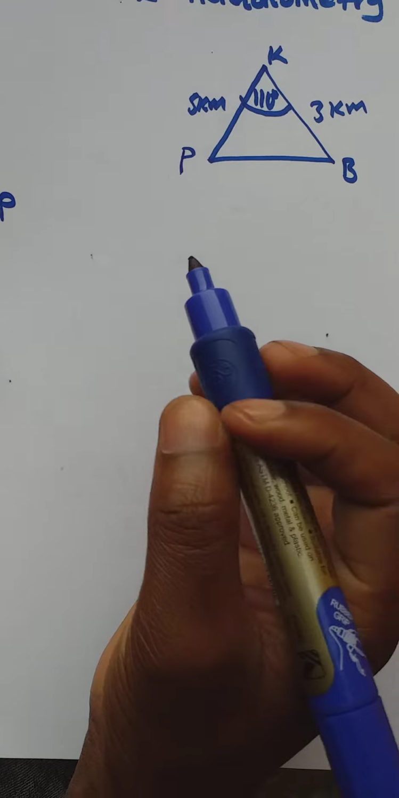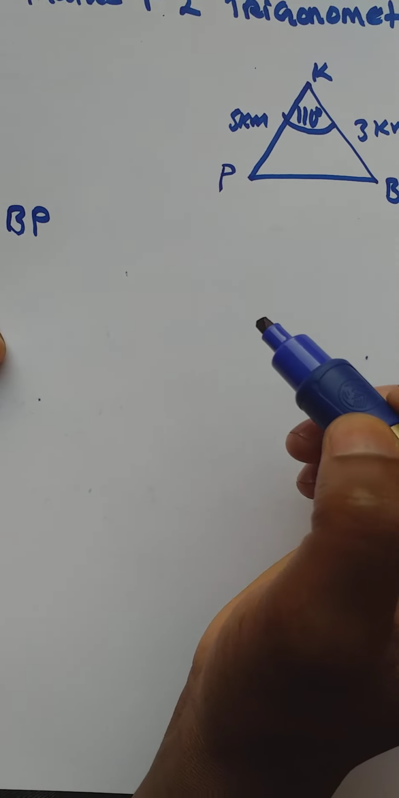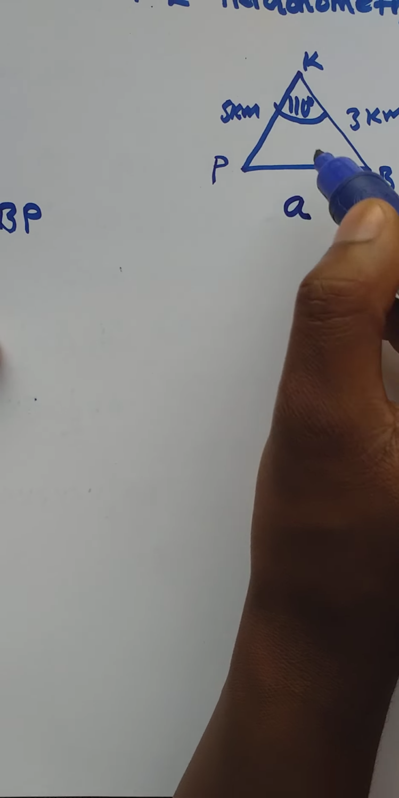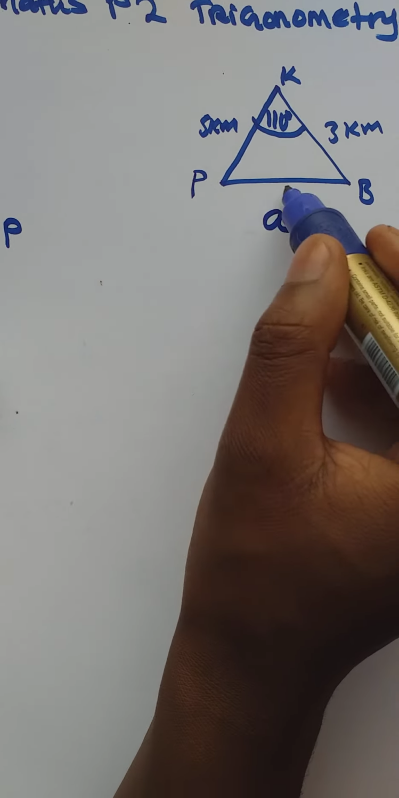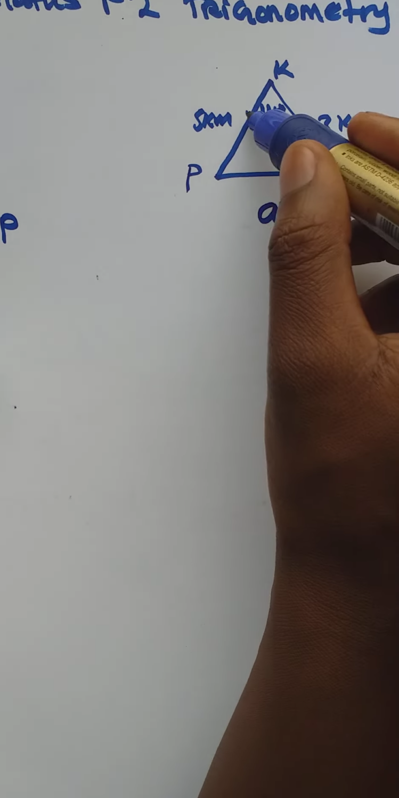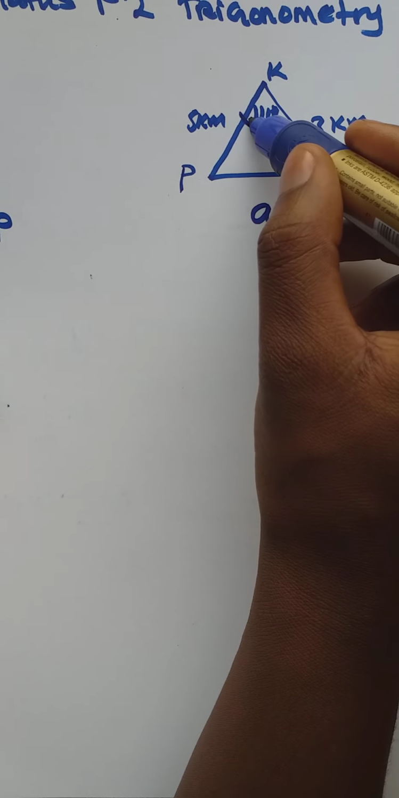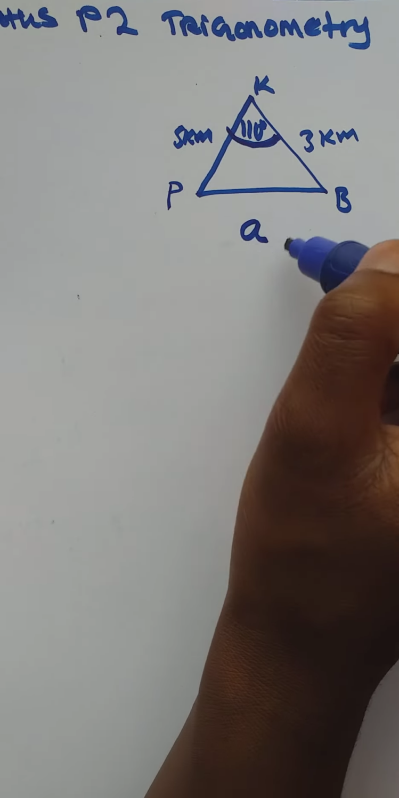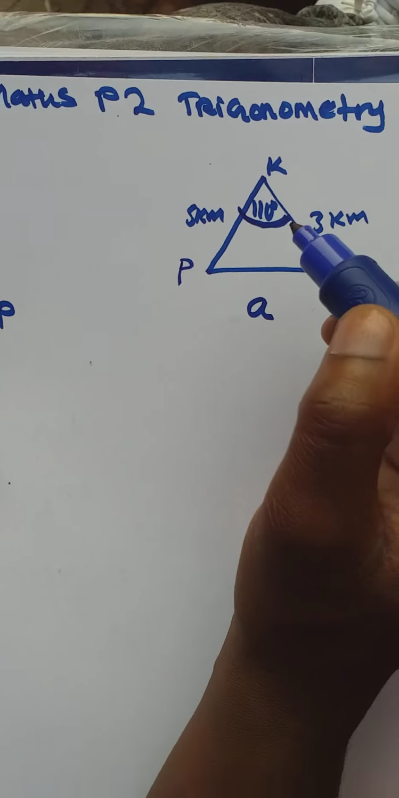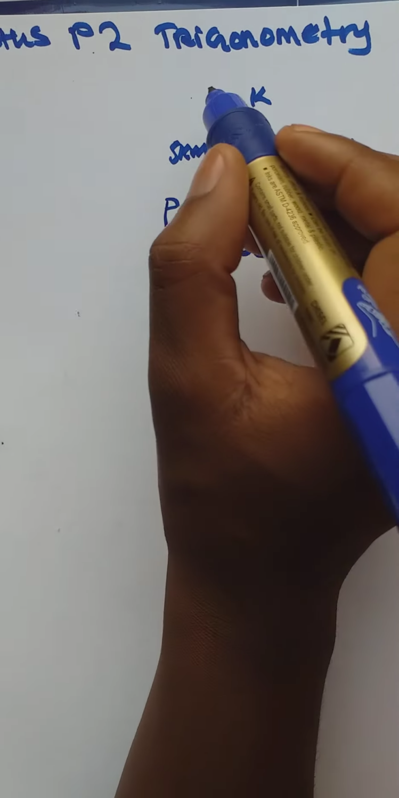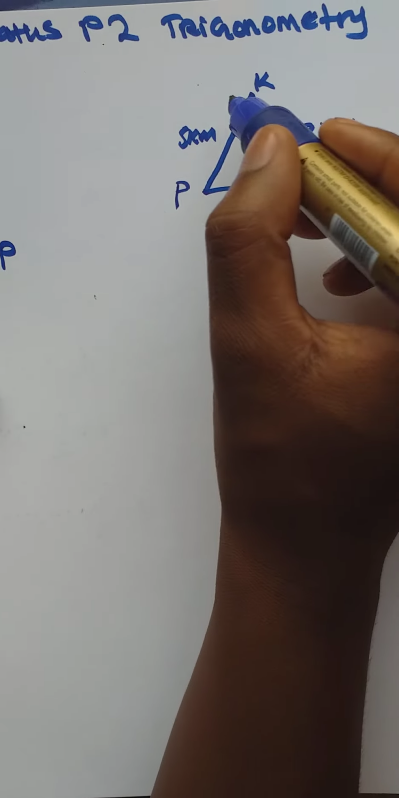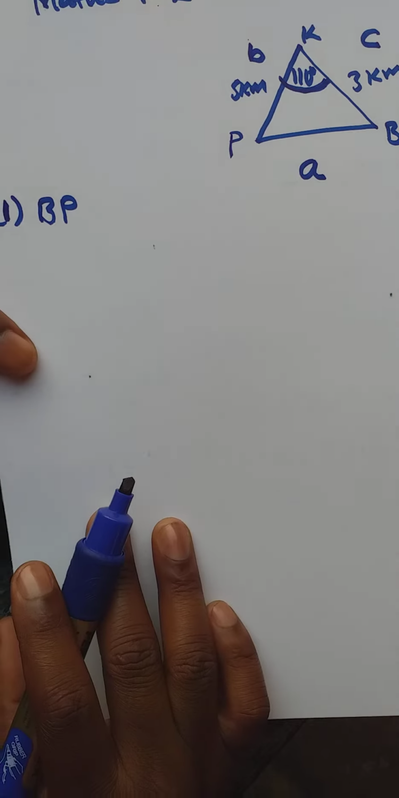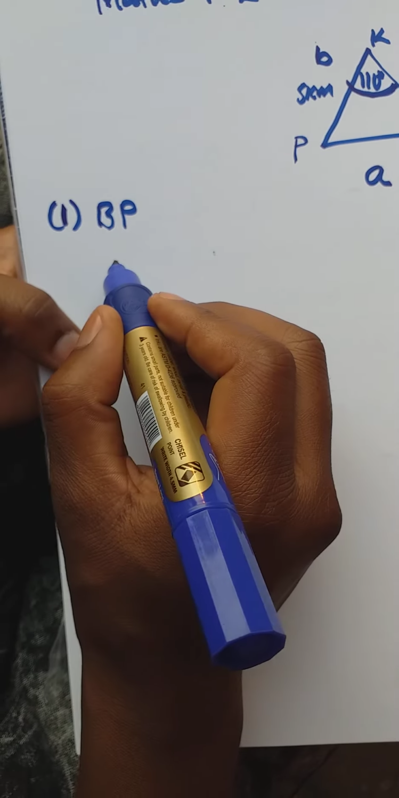So how do we identify the sides? Always, a will be the side which is opposite to the angle that you have been given. It should not always be this side, but depending on where the angle in that triangle is, the side opposite to the angle should be labeled as a. For b and c, it does not matter. Any side can be b or c. So we can label this side as b and this side as c. So the formula, like I showed you, goes like this.